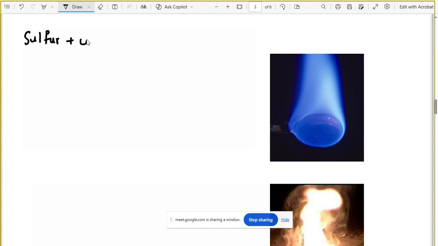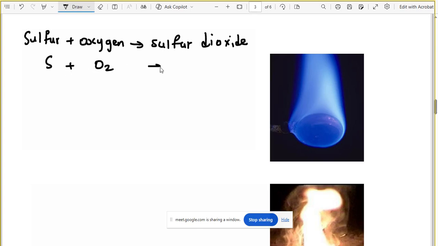It reacts with oxygen. And then it gives us what? Sulfur dioxide. So sulfur, that's S, reacts with oxygen, which is diatomic. It gives us sulfur dioxide, that's SO2.